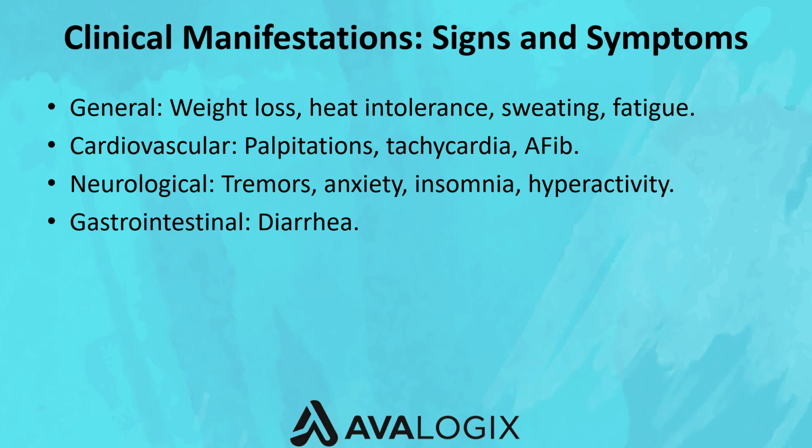Cardiovascular. Expect to see palpitations, tachycardia, and sometimes arrhythmias, particularly atrial fibrillation in older patients. These symptoms should always prompt a thyroid check. Neurological and psychiatric. The nervous system is revved up, leading to tremors, nervousness, irritability, anxiety, and insomnia. These signs are often mistaken for psychiatric disorders unless carefully evaluated. Gastrointestinal. Patients might report increased bowel movements or diarrhea, not due to infection but due to increased gut motility driven by thyroid hormones.